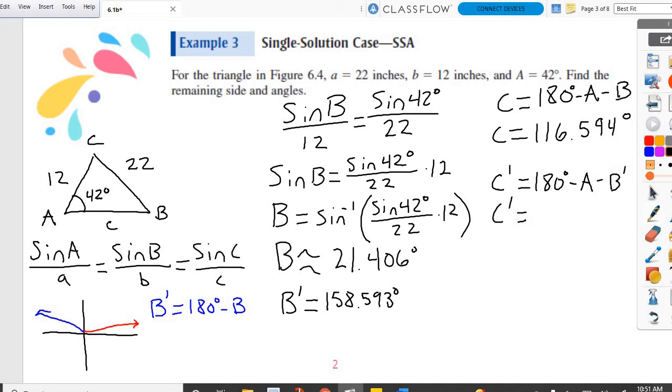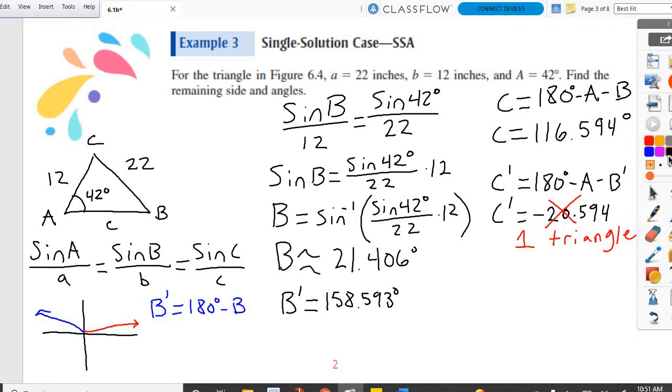So what do we get for C prime? I think it's negative 20. It is. So negative what? Negative 20.594. Okay. Can I have a negative angle in a triangle? No. So that's what tells us that we are only looking at one triangle this time.